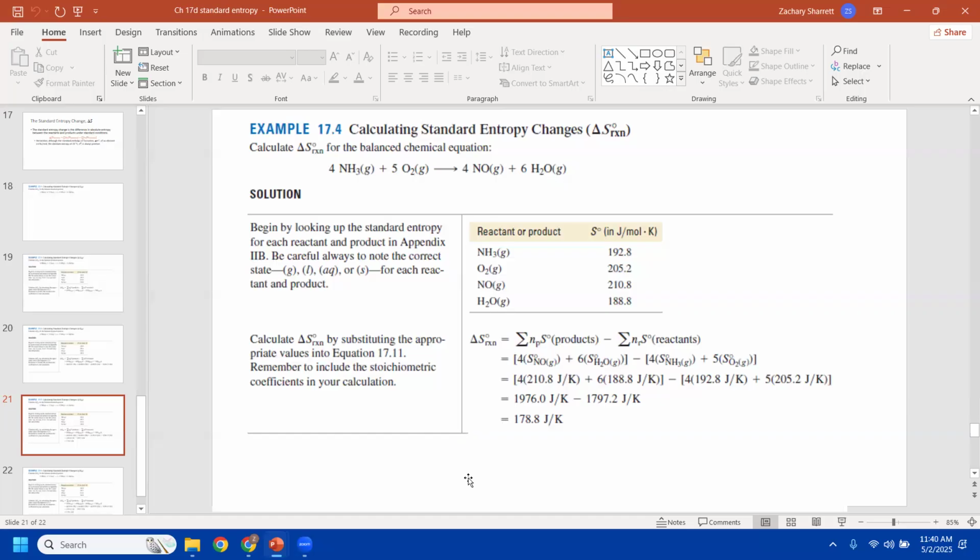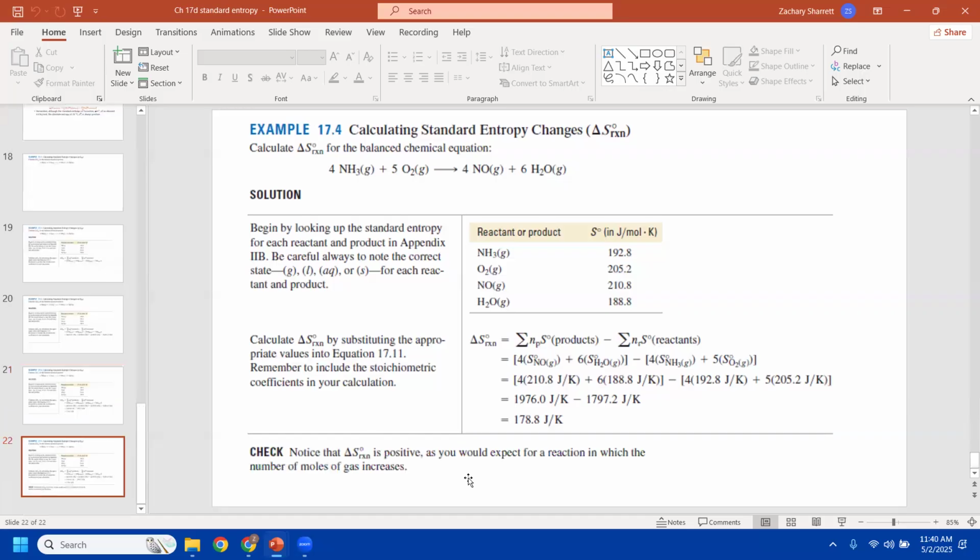And then I could maybe give you the delta S of the surroundings and then you'd have to solve for it. But this is all a bunch of fun. Notice that delta S of the reaction is positive, as you would expect for a reaction in which the number of moles of gas increases. So it went from 4 plus 5 to 4 plus 6, 9 to 10. We would expect a positive entropy when we have an increase in the number of gas particles.